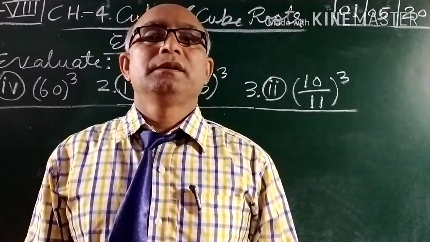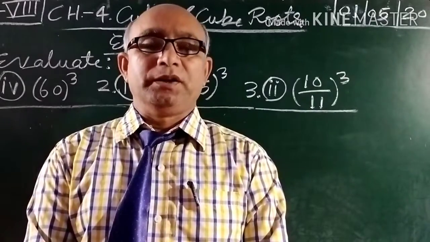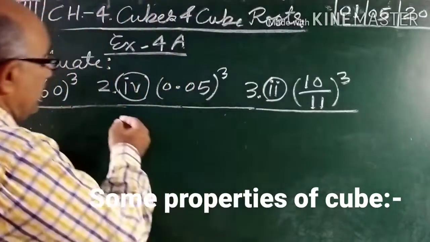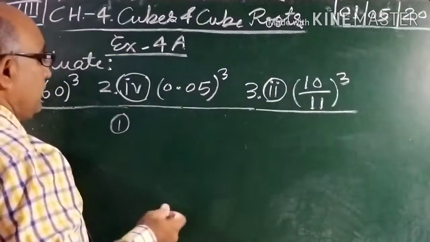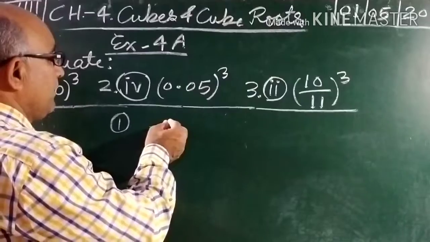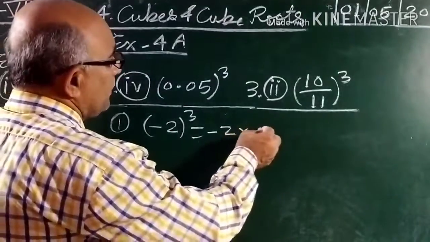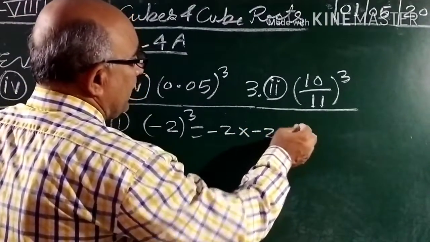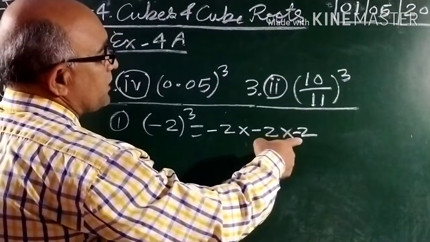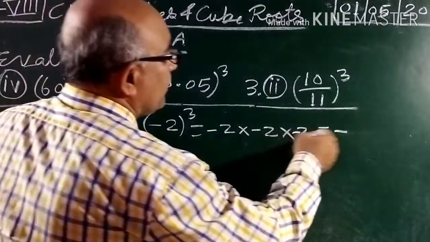My dear students, now I am going to discuss some properties of cubes. First property: the cube of a negative number is always negative. Example, minus 2 cube equals minus 2 into minus 2 into minus 2. First of all, multiply the signs. So minus into minus is plus, plus into minus is minus. Now multiply the numbers. 2 into 2 is 4 and 4 into 2 is 8.